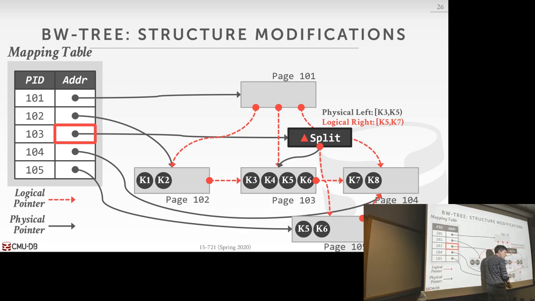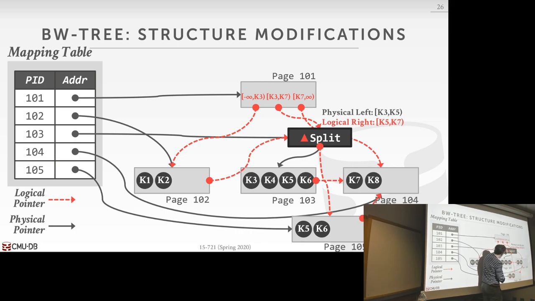But you wouldn't immediately traverse down to 105? Why wouldn't you? If you're here, yes. Or when you're up here? Yeah. No, again, there are a lot of lines here, so it's confusing, sorry. The root node still thinks that if I'm looking for key range K3 to K7, I should be looking at a logical pointer 103, right?